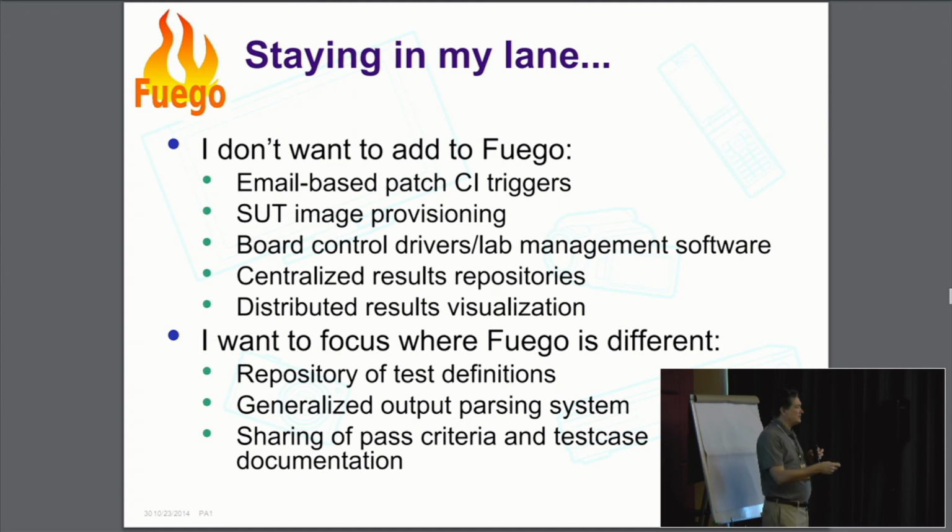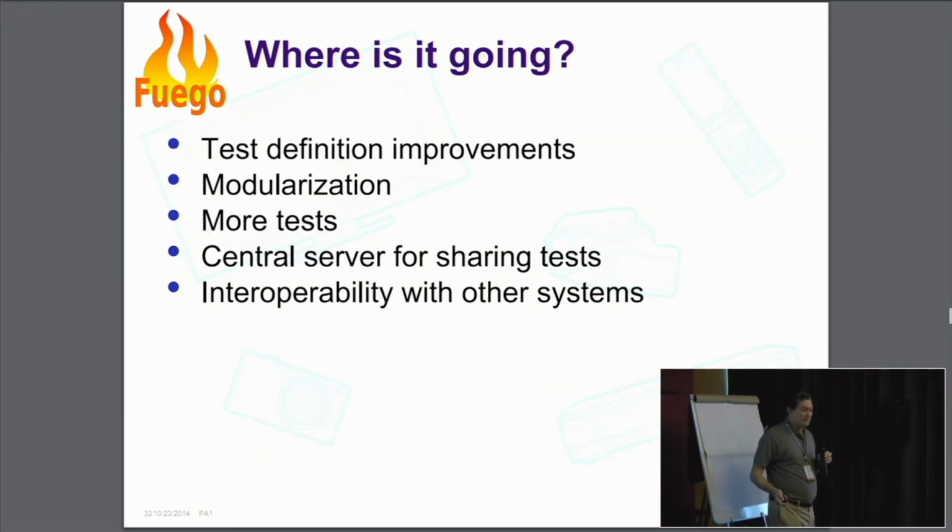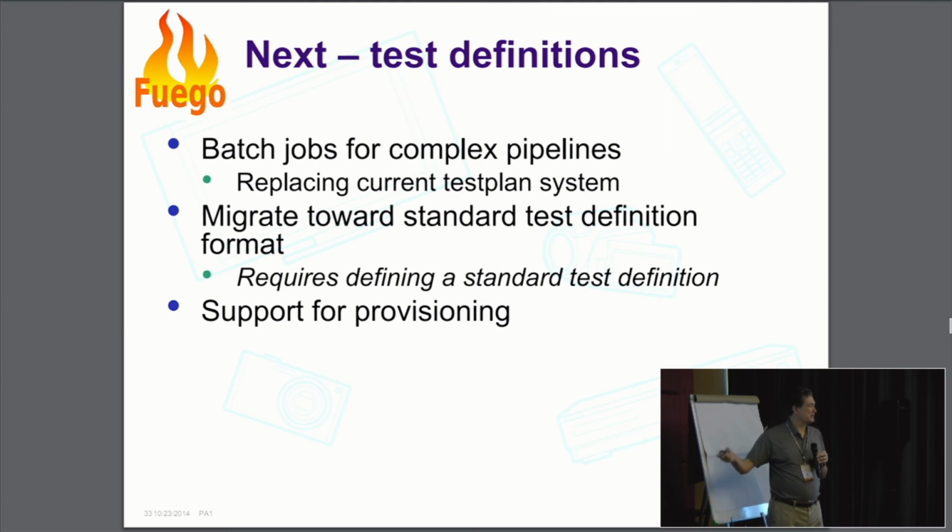So the thing, Dan, you were talking about, the annotations. I think that's really interesting, and I want to talk to you more about that. So what's coming up? Test definition improvements, modularization, more tests, central server for sharing tests, and interoperability with other systems. Okay, you'll notice that a couple of those actually are contrary to what I just barely said we're not going to do. But you kind of have to anyway.